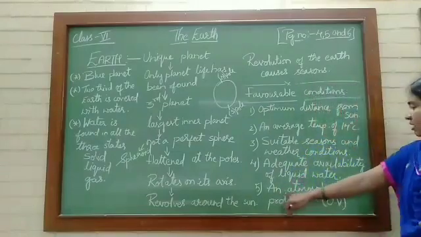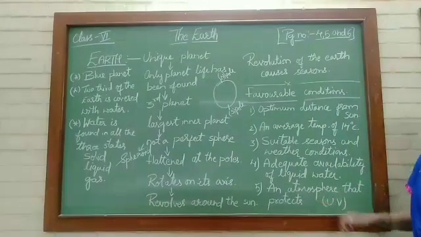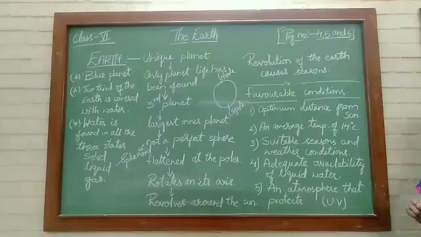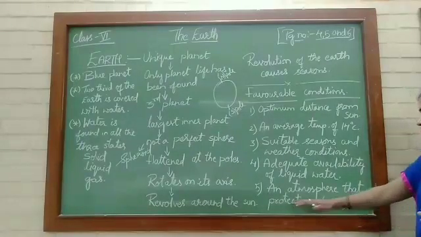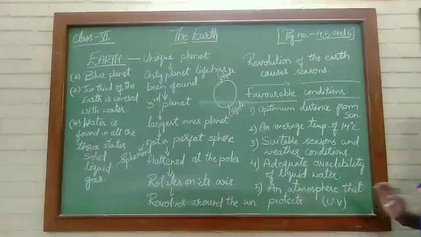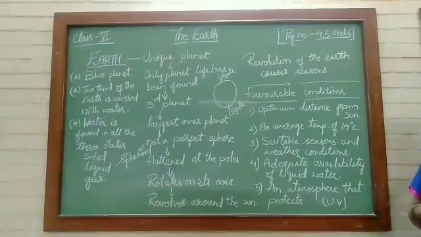And the last and most important one, an atmosphere that protects us from the harmful ultraviolet radiation falling from the sun. So this is the atmosphere which has been created by the earth around it, which is protecting us from the harmful ultraviolet radiation.